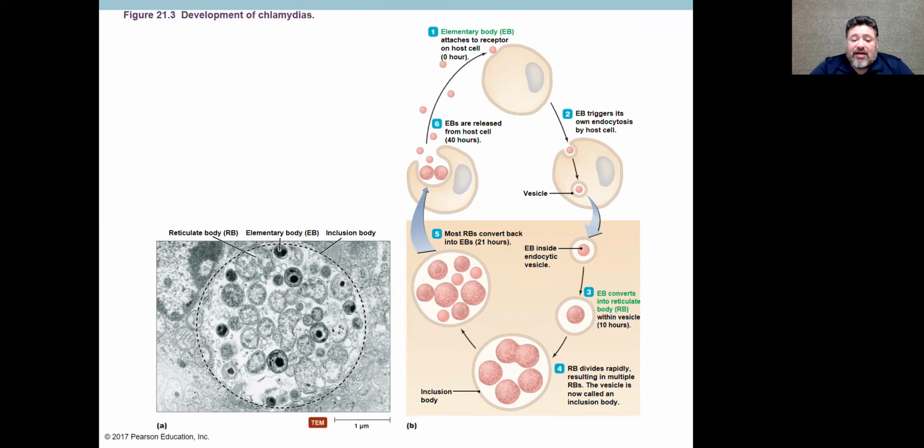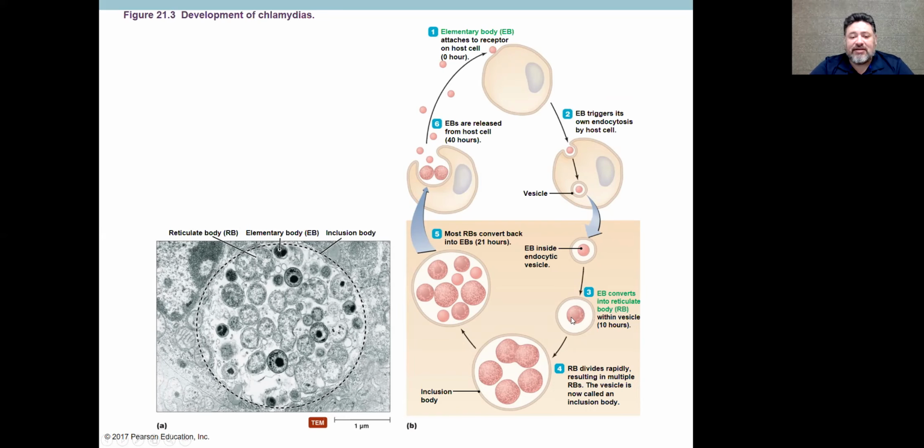So the elementary body is in a form of stasis. Again, it does have attachment protein, so it does have the ability to enter a host. Once it's inside the host, then that elementary body is turned into a reticulate body. So that means that the metabolism of the organism starts to manifest itself once it's inside the host. Once inside the host, in a phagosome, it has an antiphagocytic factor where it's inside the phagosome, but the phagosome does not come together with the lysosome.